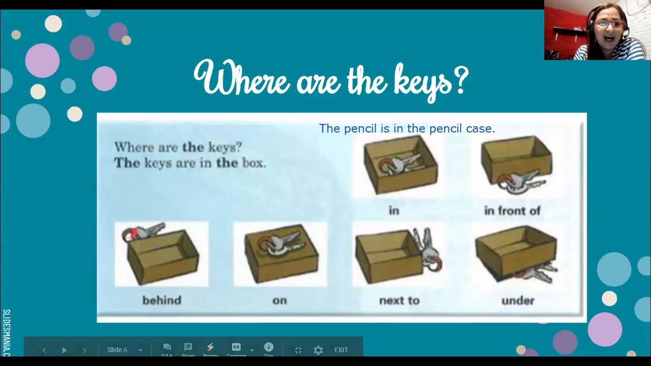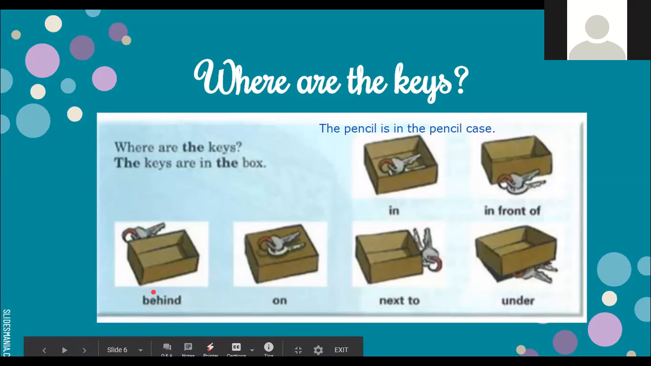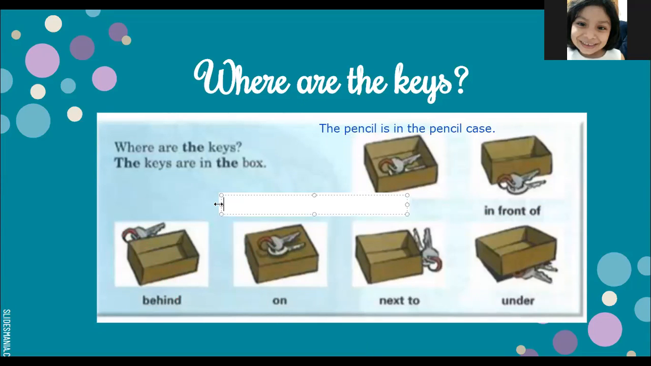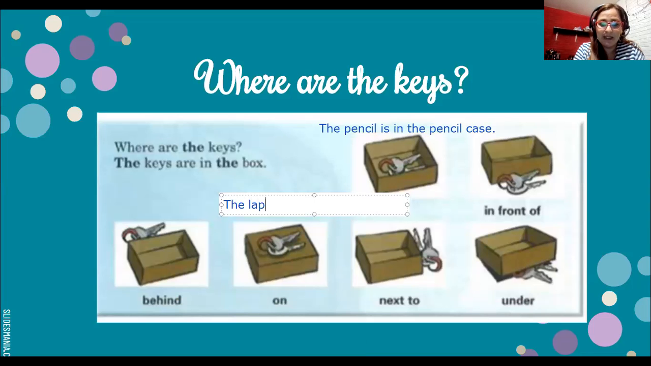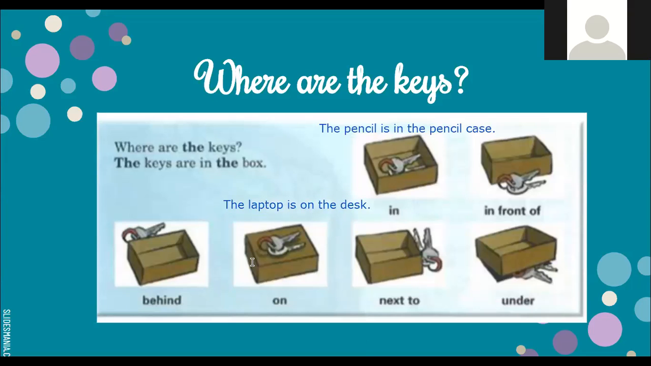Now, the keys are behind the box. It is not behind. Repeat, please. Behind. Behind. Because you made a mistake. Que pronunciamos behind, pero no es behind. It's behind. Okay? Now, on. The keys are on the box. For example, right now, my laptop is on the desk. Or on the table. That is another example. The laptop is on the desk, in my case. And ustedes could be on the table, on the bed, maybe.